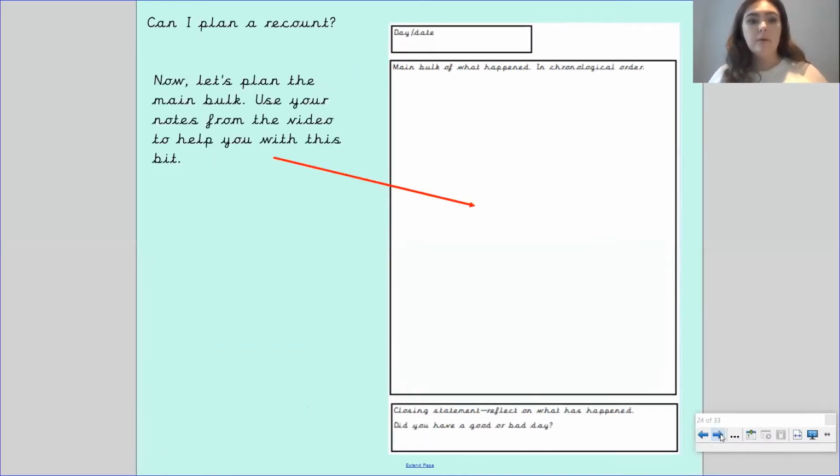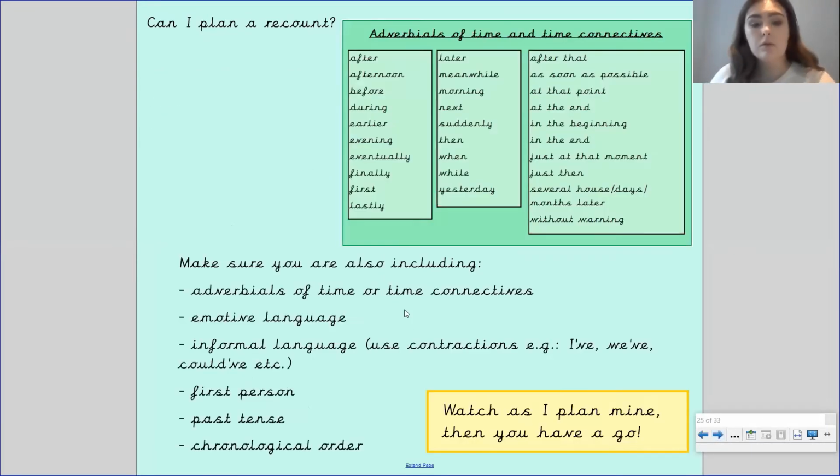Okay, so now we're going to plan the main bulk, and this is where you're going to need to use your notes from the video to help you. And make sure that you are also including adverbials of time or time connectives, emotive language, informal language, as in using contractions such as I've, we've, could have, first person, past tense, and chronological order. Here are some adverbials of time and time connectives that you could use as well. And I want you to watch me as I plan mine, and then you can have a go. Now, when I plan mine, I'm not going to plan the whole thing because this is your task, so I'm just going to show you how to plan some parts of it.